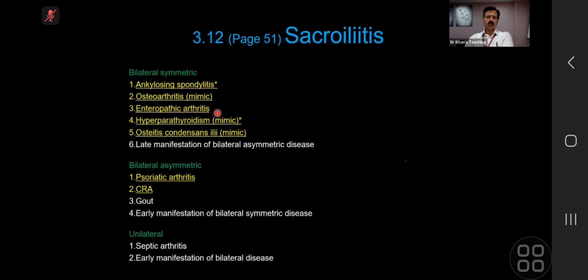I want to warn you about these two. Hyperparathyroidism has come in the exam many a time, and if you see here in Chapman, they have mentioned this word mimic. I will explain what happens. Osteitis condensans ilii is very important for your day-to-day reporting. It is not as important in the exam as for day-to-day reporting, so you should have this concept. Asymmetrical CRA and PSA, both of these can be considered.